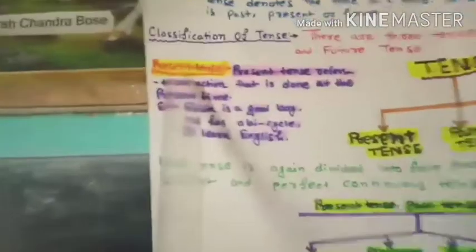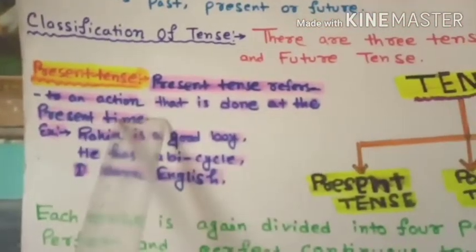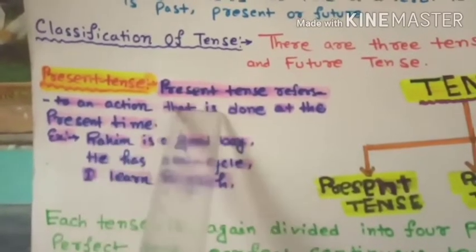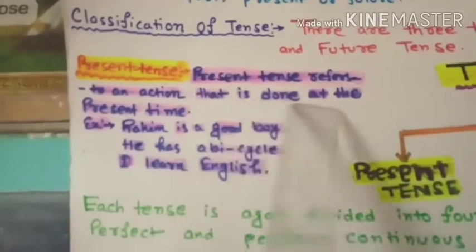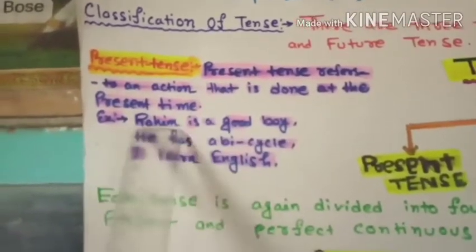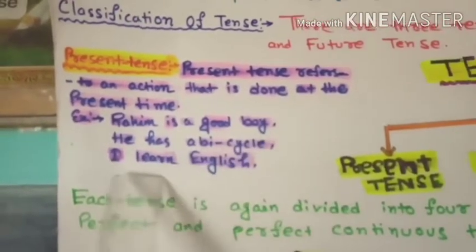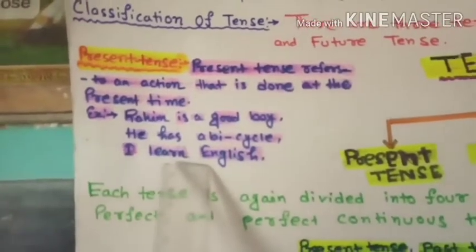What do we mean by present tense? Present tense refers to an action that is done at the present time. Example, Rahim is a good boy. He has a bicycle. Next example, I learn English. So these are the examples of present tense.